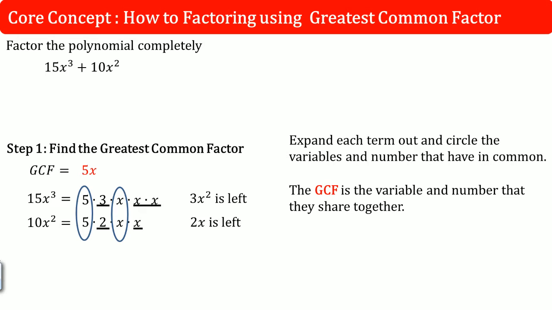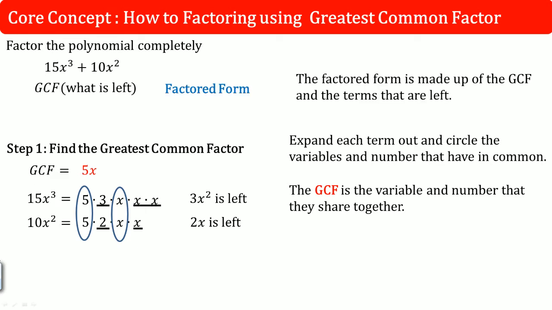All right. So let's go back to our polynomial. In factored form, it would look like the GCF, then parentheses, what is left over. The factored form is made up of the GCF and the terms that are left. So the GCF in this problem, we labeled it, was 15. No, sorry, was 5x. And what is left over goes inside the parentheses. We already wrote what was left over. The first thing that was left over was the 3x squared. And the second thing that was left over was add 2x. Here you go. This is how you factor completely using the GCF.